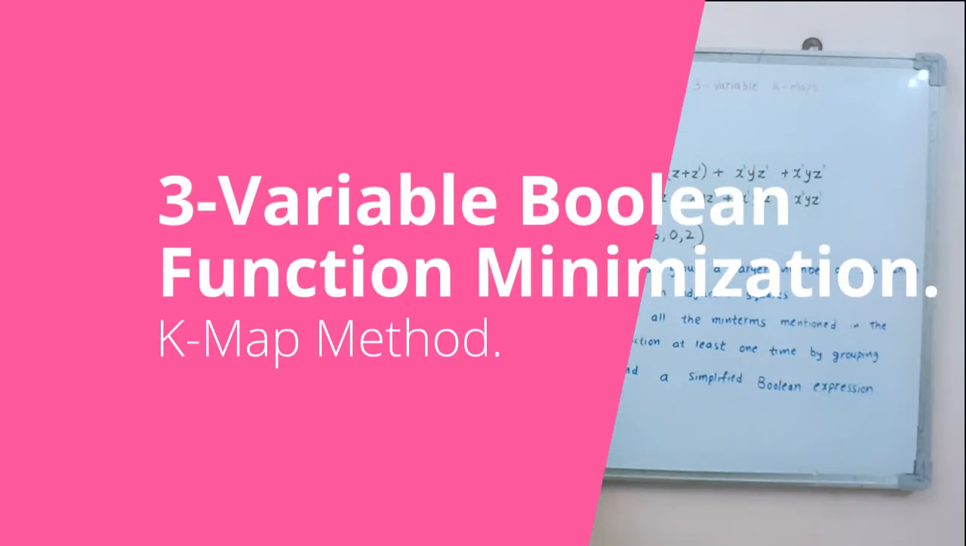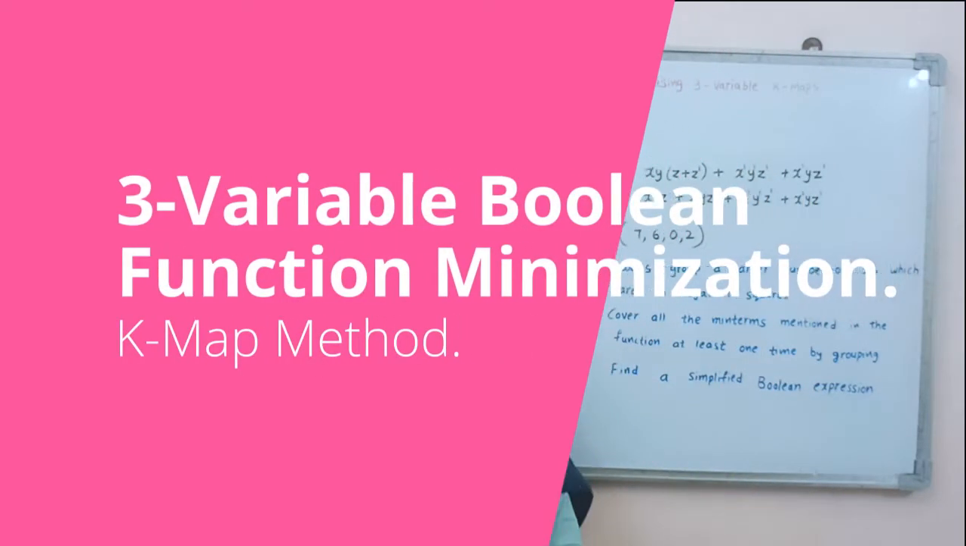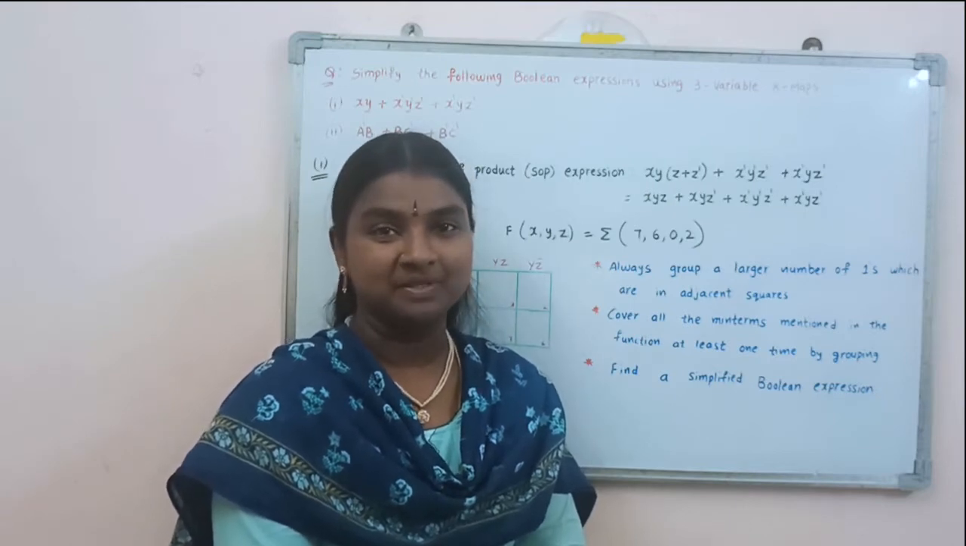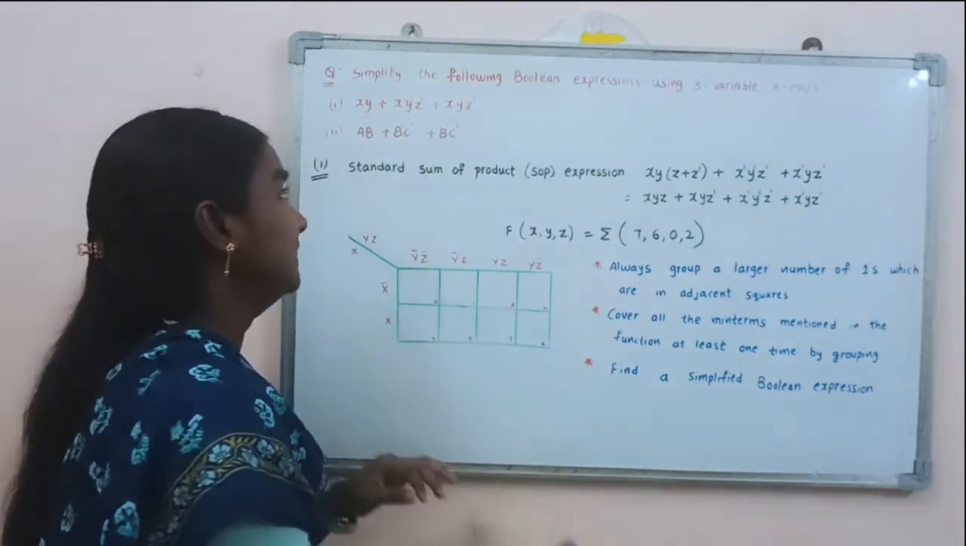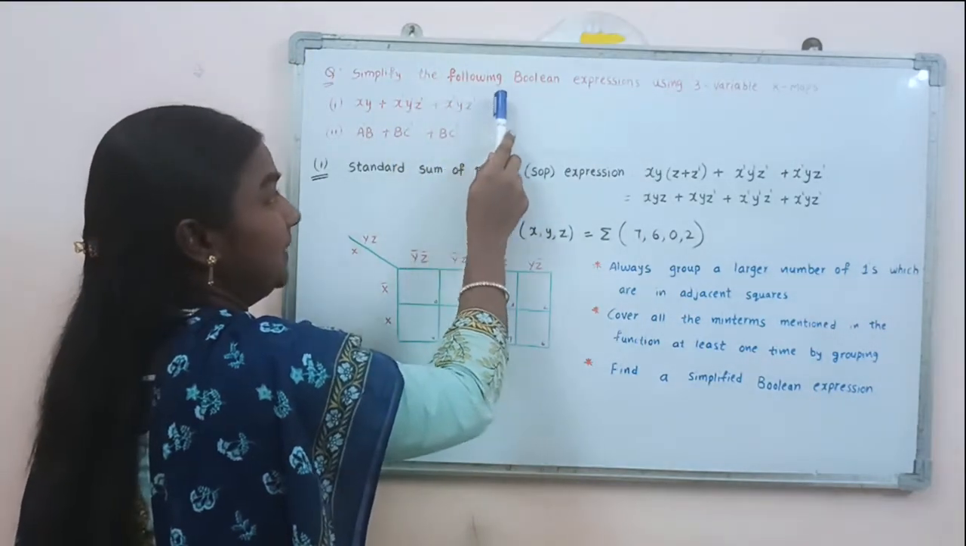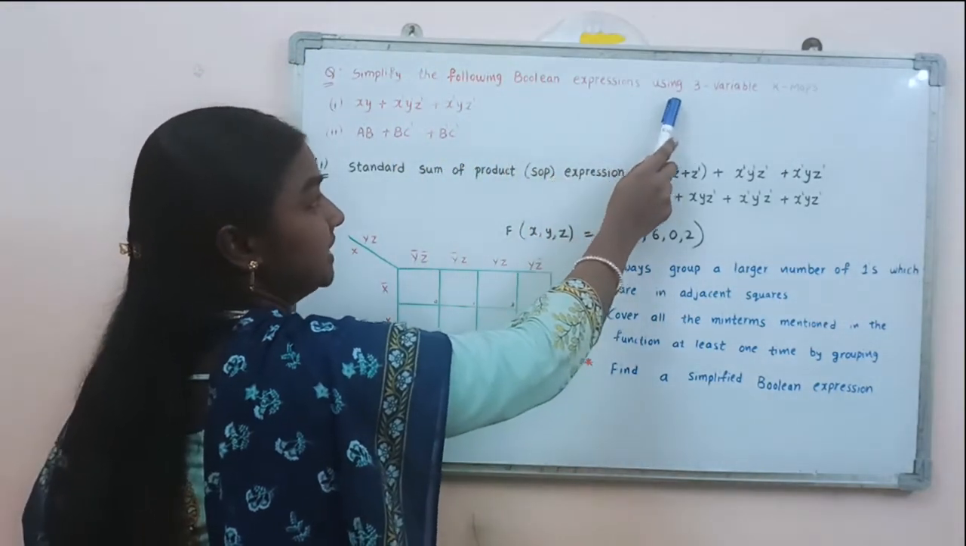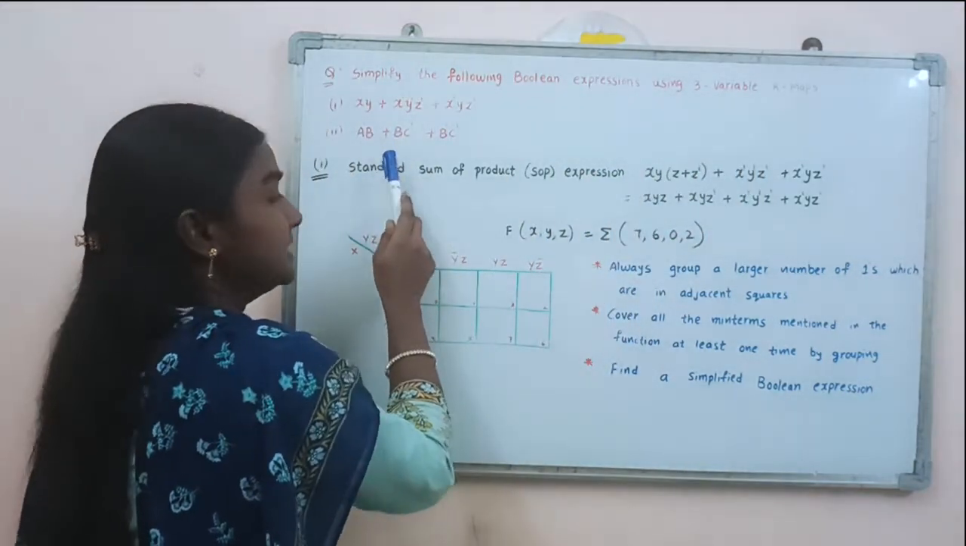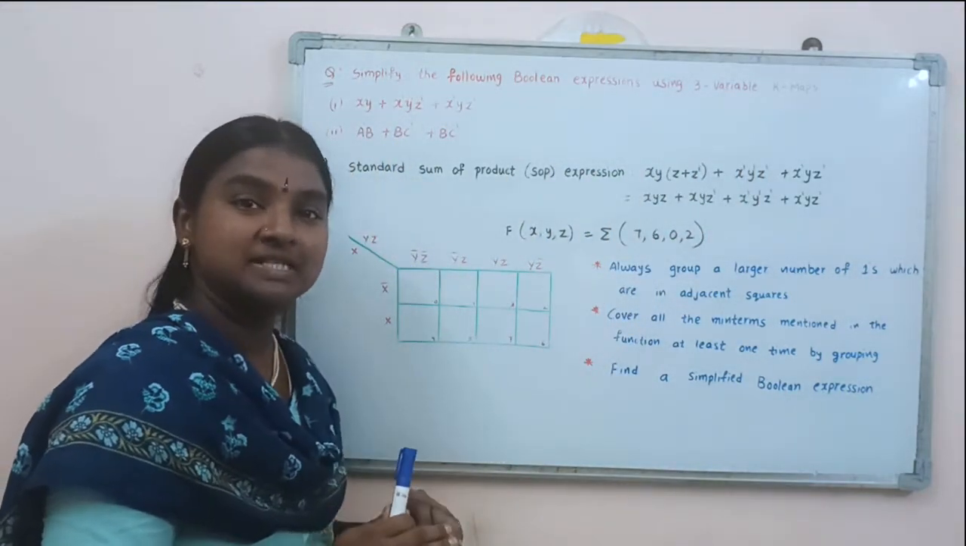Everyone, in today's class, we are going to simplify two more problems based on three variable Karnaugh maps. Now, here is the question. Simplify the following Boolean expressions using three variable K-maps. Here they mentioned two examples. Firstly, we will simplify the first example.